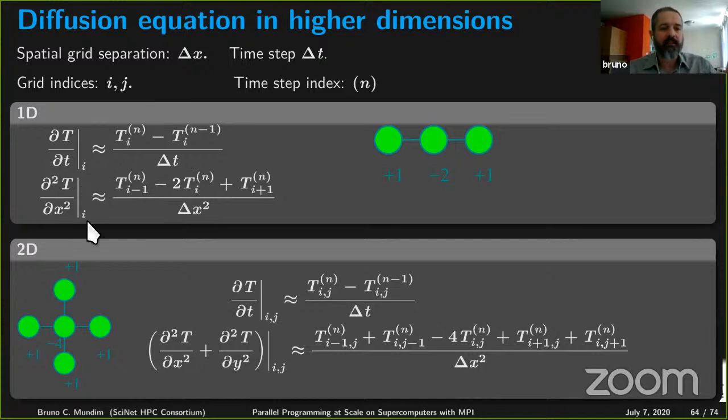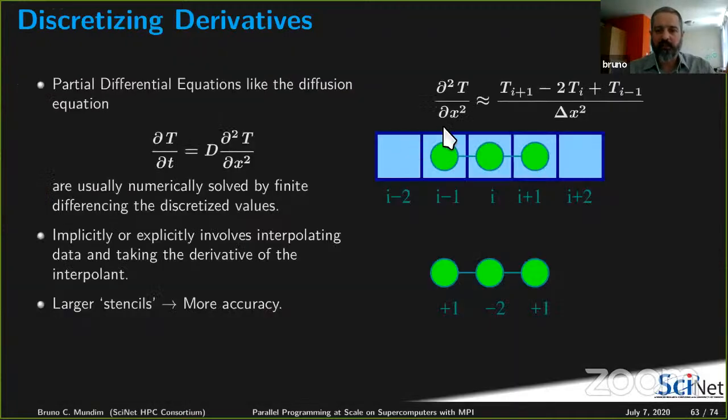The same sort of approximation here for the spatial derivatives, but now you take the length step along the rod, so it's delta x. Delta x is just the difference between the x of I and x of I minus 1 in a uniform grid, okay? So this is a uniform grid.